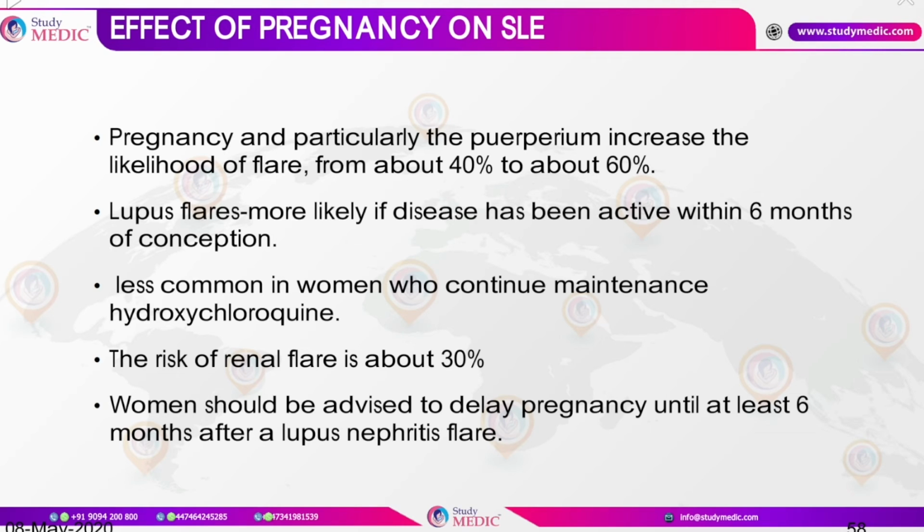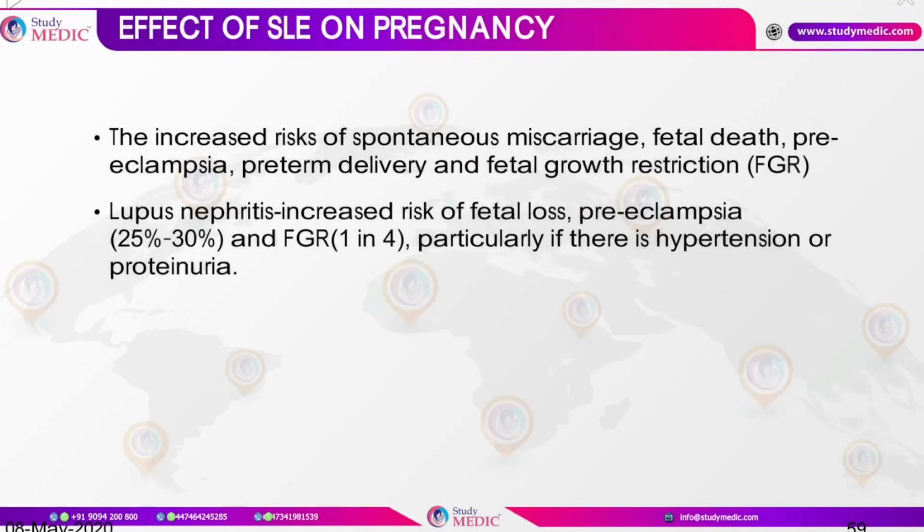Whenever there is a renal flare in the past or lupus nephritis in the last 6 months, then definitely in that context pregnancy will not be recommended. Women should be advised to delay pregnancy until at least 6 months after the lupus nephritis flare.